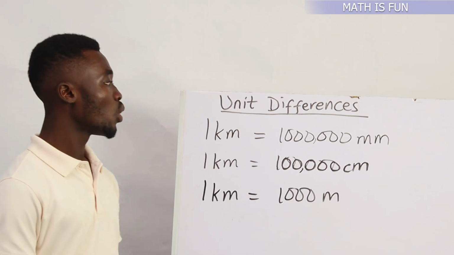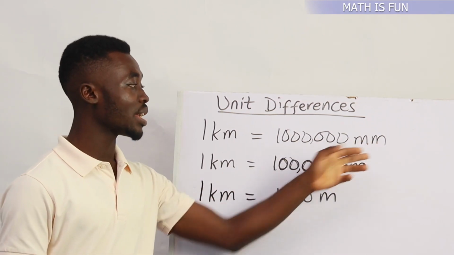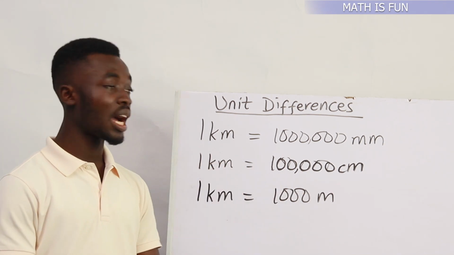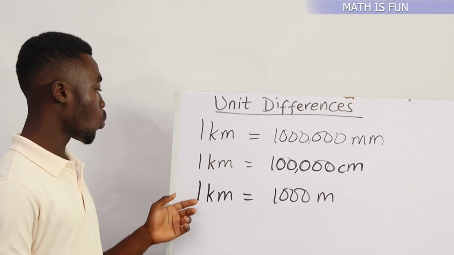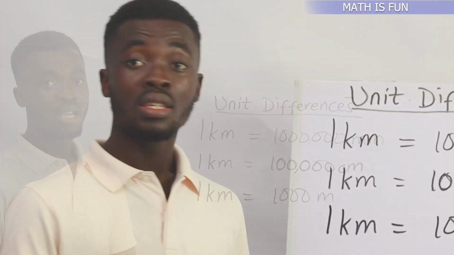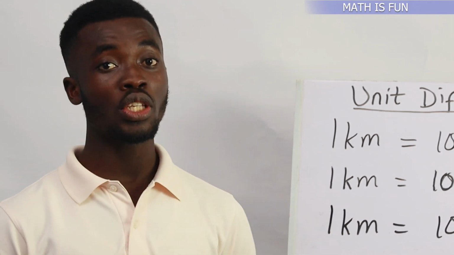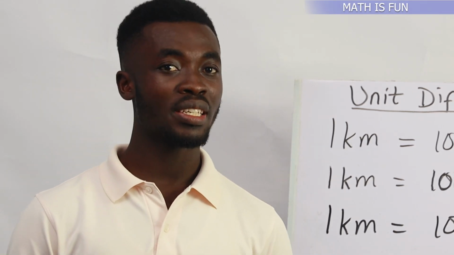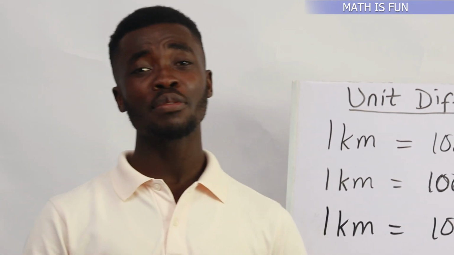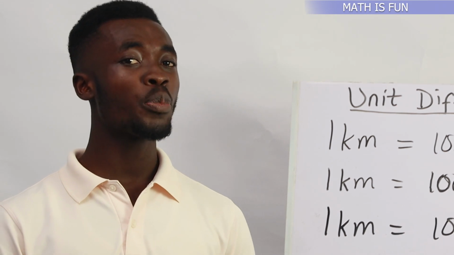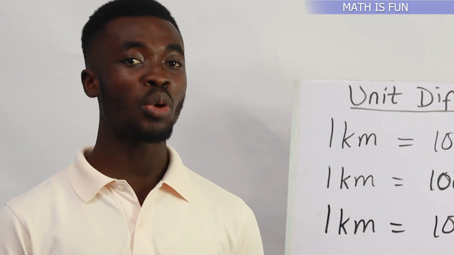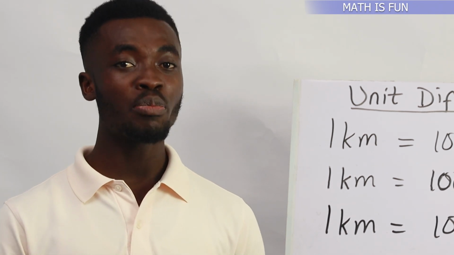1 kilometer would give us 1 million millimeters. 1 kilometer would also give us 100,000 centimeters. And 1 kilometer will also give us 1,000 meters. Sometimes we find it difficult to remember the unit differences because of examination pressure. Today, I am going to give you a simple technique that will help you to determine the unit differences at any point, at any time, under any pressure.